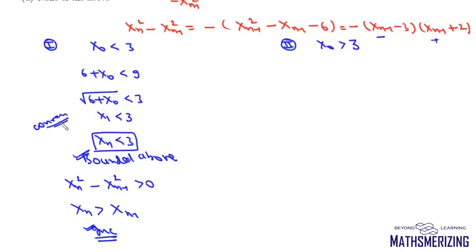Now what about the second case? In the second case, when x₀ is greater than 3, if we add 6, we get 6 plus x₀ will be greater than 9, and under root of 6 plus x₀ will be greater than 3, that is x₁ is greater than 3. If we add 6 again and take the square root, we get x₂ greater than 3. So from here we get that xₙ should be greater than 3. So in this case it is bounded below.